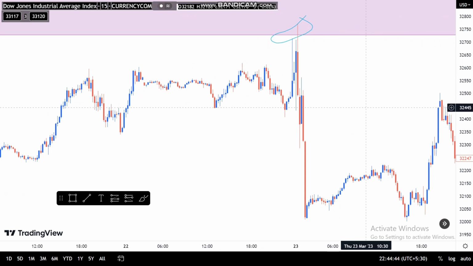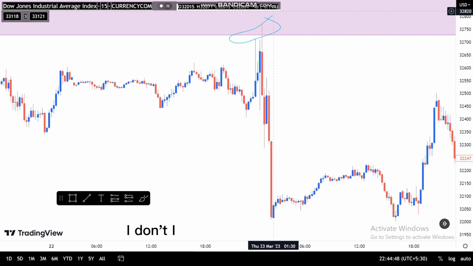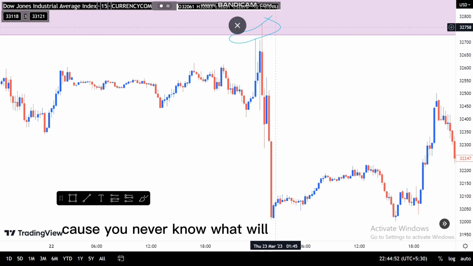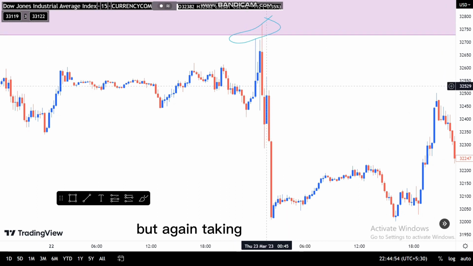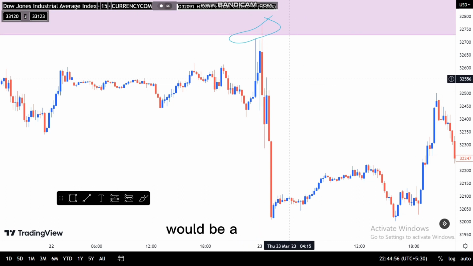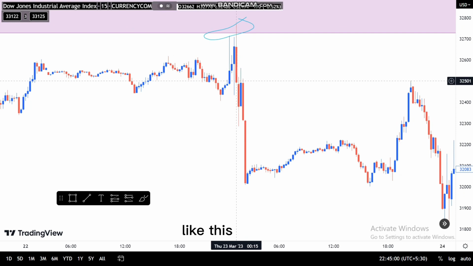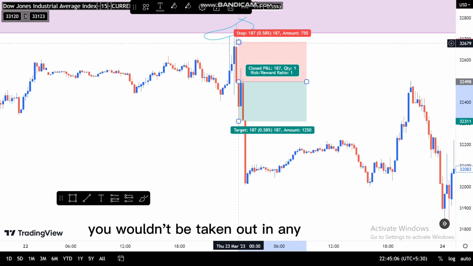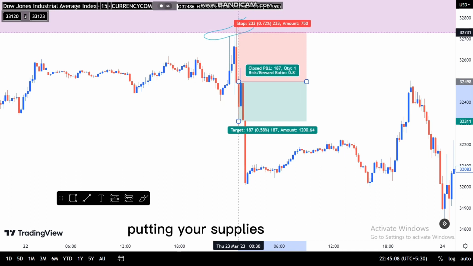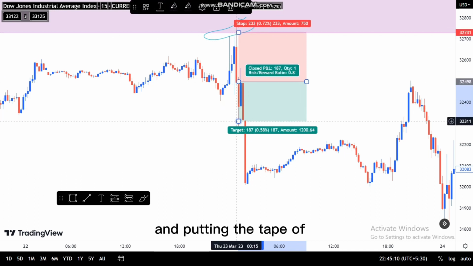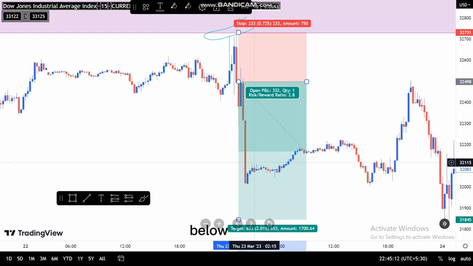As you can see, traders, I don't like to enter a trade when it's just dropping, because you never know what will happen in the market. But taking your trade off the next candle would be the best thing, because you can see when price pulls back and closes down like this, whoever took that trade just below here on this next candle wouldn't be taken out in any type of loss. You can see putting your stop loss above there and putting your take profit just below, like this.